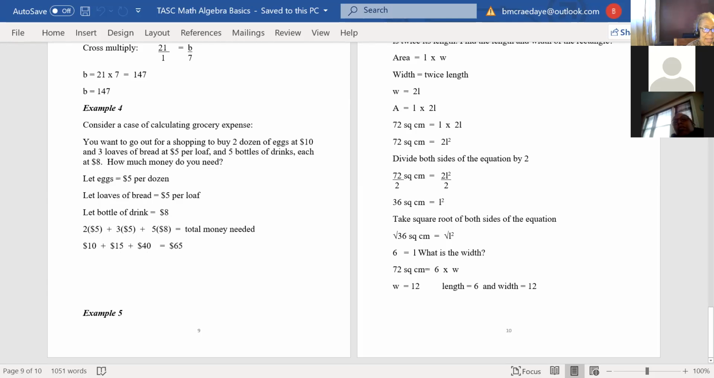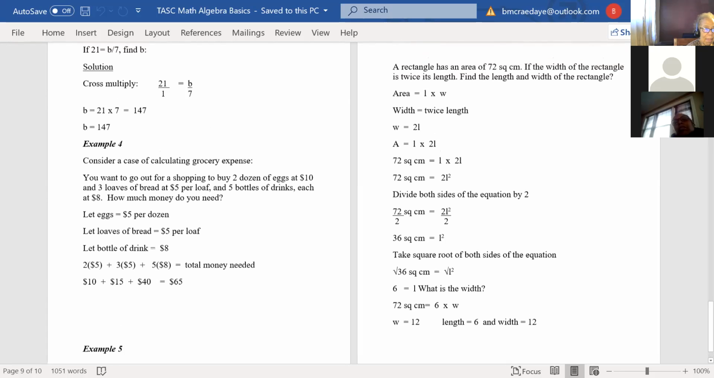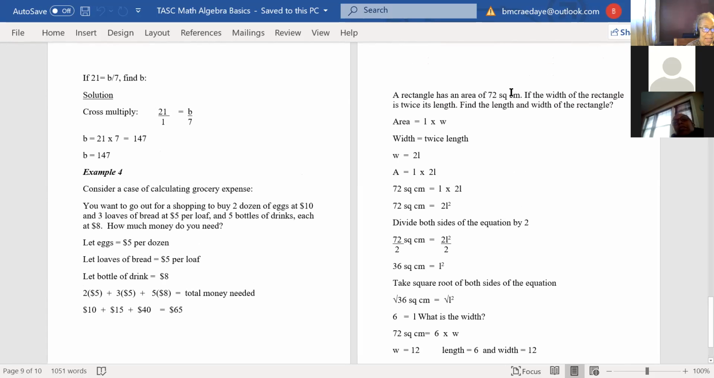Okay, let's take another example. A rectangle has an area of 72 square centimeters. If the width of the rectangle is twice the length, find the length and the width. Now, what's the area formula for a rectangle, Maureen? Length and width. Length what? What operation?